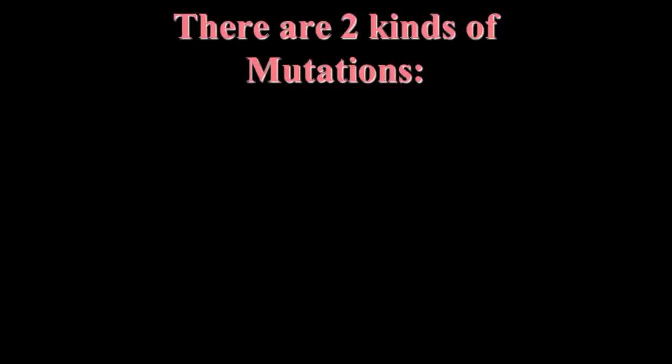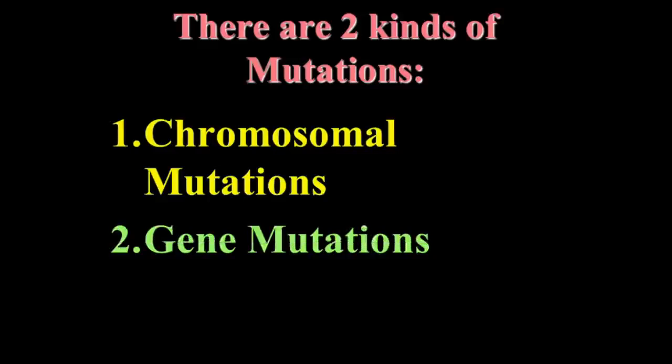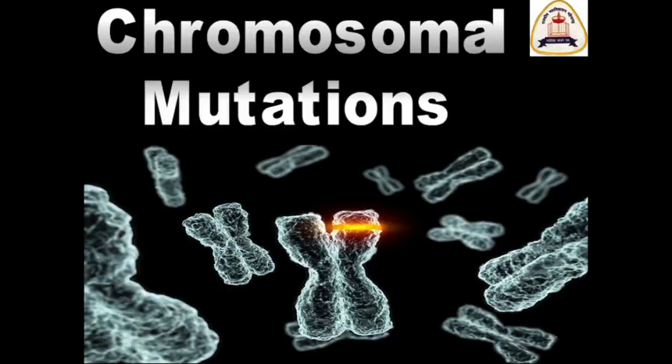Now we discuss the kinds of mutations. In a broader sense, there are 2 kinds of mutations. One is the chromosomal mutation and another is the gene mutation. The chromosomal mutations occur in the chromosomes, their number, and gene mutations mean in the constituents of the genes. So now we discuss first of all the chromosomal mutations.